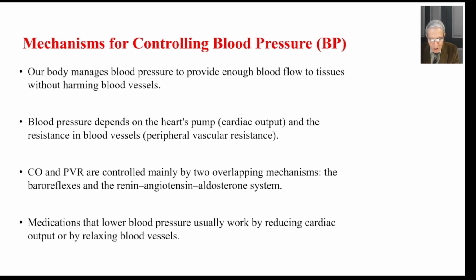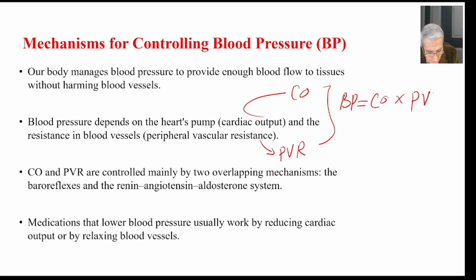Blood pressure depends on the heart pump and cardiac output, and resistance in the blood vessels. We call this peripheral, the abbreviation for peripheral vascular resistance. And we have cardiac output. You know this from the equation already discussed. Blood pressure is the product of cardiac output multiplied by peripheral vascular resistance. So this is the equation here. Any change in the cardiac output or peripheral resistance will lead to a change in blood pressure.